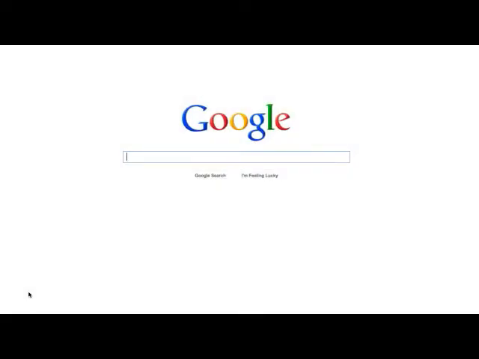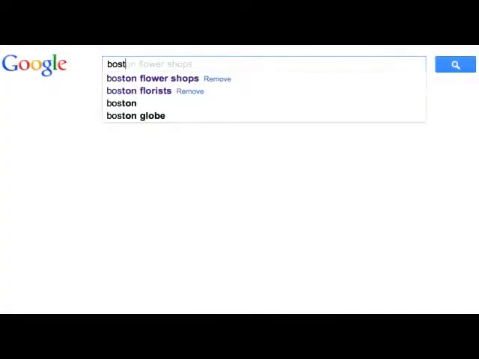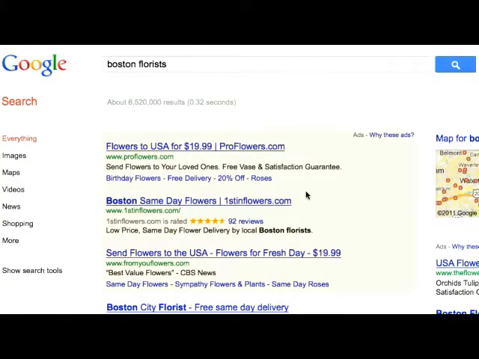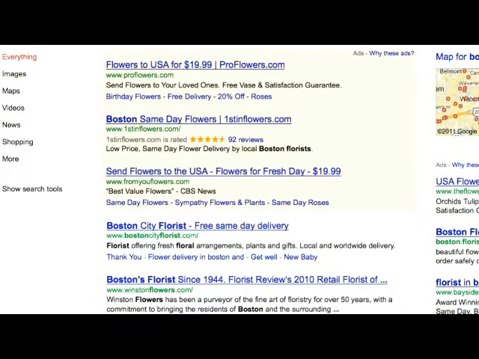Say you're a local florist in the Boston area, and of course you want people to find you when they search for Boston florists. Let's type in Boston florists and see what Google gives us. Now, one can ignore these featured ads for the moment. Those are only there because those businesses paid good money to rent Google ad space. But look at all of these businesses below.